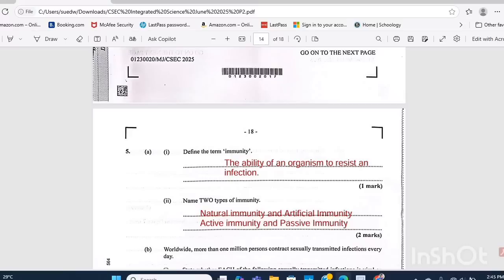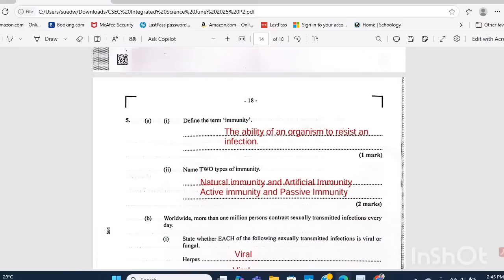I'm not sure which one CSEC would be looking for, if it's active or passive, or natural or artificial, because you have artificial passive and artificial active, and you also have natural active and natural passive. So I believe it's natural and artificial. However, I'm not sure what they would be looking for. Natural would be the body's own way of making the antibody, while artificial immunity would be some form of vaccine. So I'm wondering if those are the 2 that they are looking for, or active or passive.